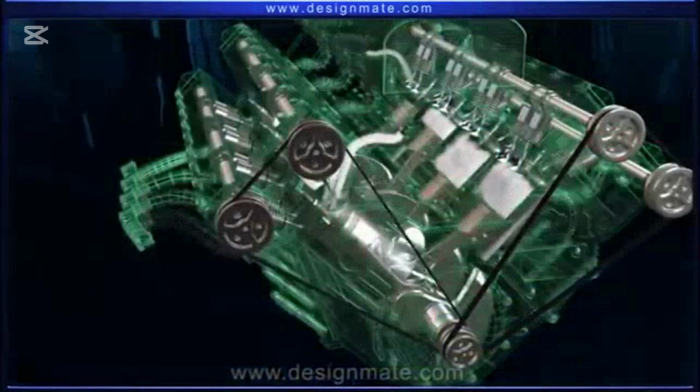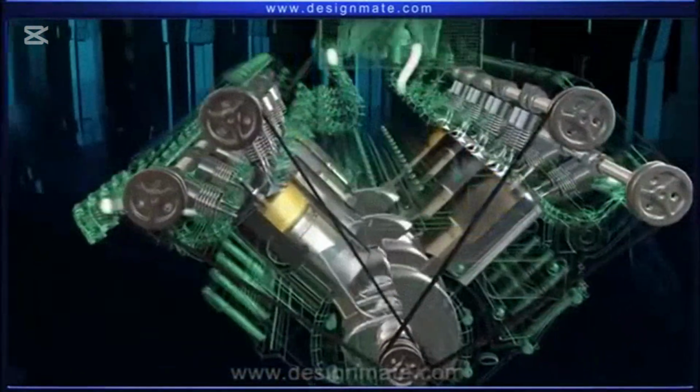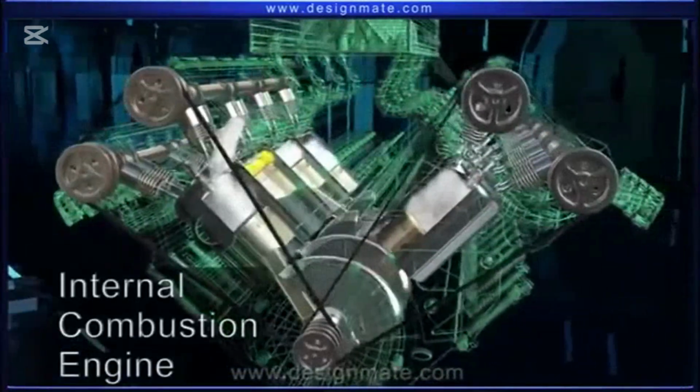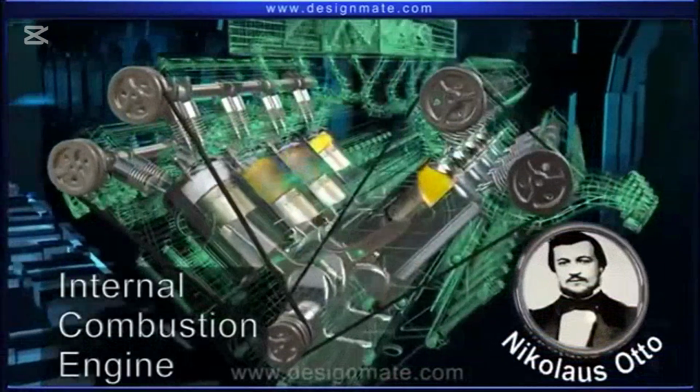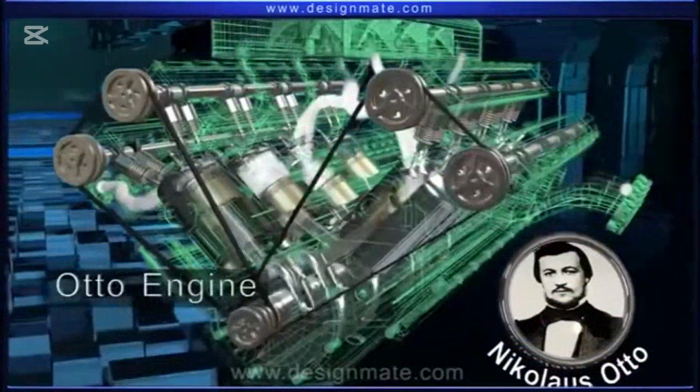Here, fuel combustion occurs inside the engine, thereby giving its name internal combustion engine. It was designed by Nikolaus Otto in 1876, and hence is also called an Otto engine.